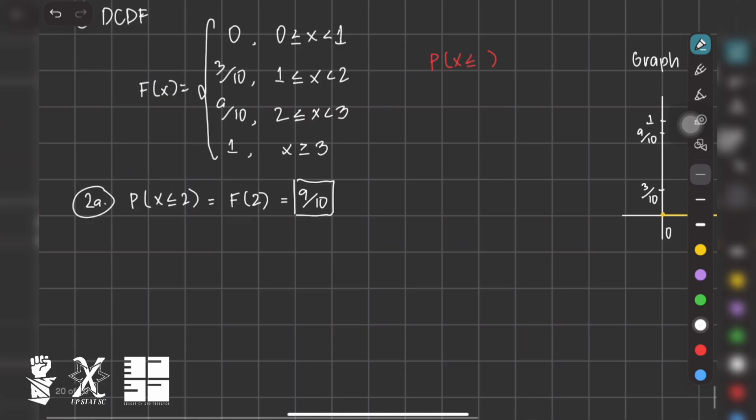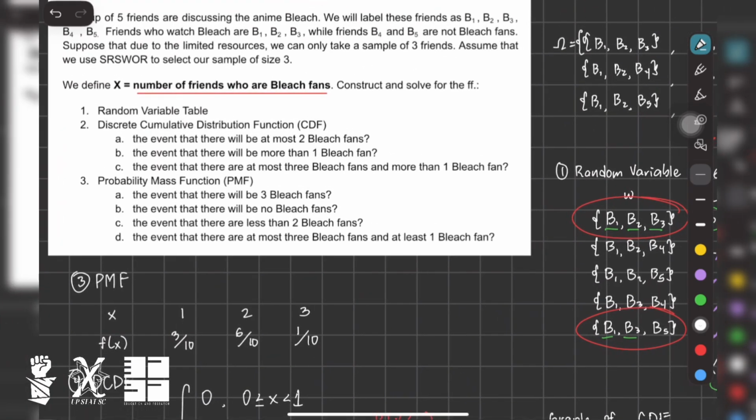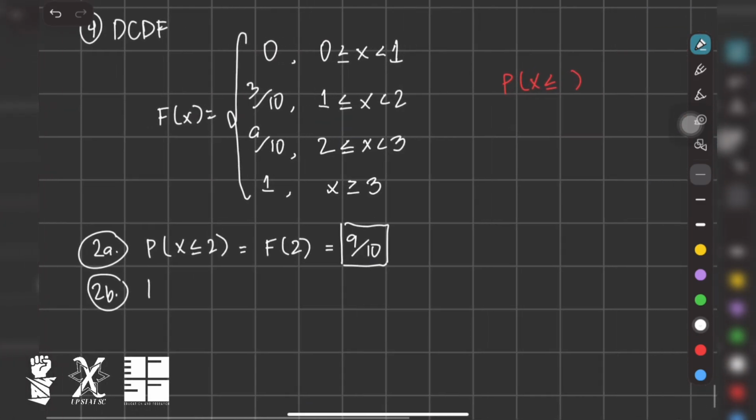Now, we have another problem. Let's go for 2b. Here, the event is that there will be more than one bleach fan. How do we write that? The probability that there will be more than one bleach fan means we're looking for the value where your random variable is greater than 1. So X is greater than 1.